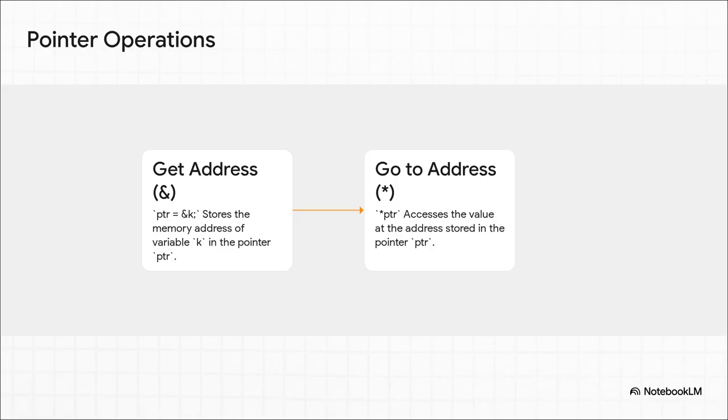And to use this GPS, you really only need to know two simple operations. First, there's the ampersand symbol. Think of it as the address of operator. It lets you get the address of a variable. It's just like looking at building K and writing down its address on your sticky note, PTR. Then you have the asterisk. This is the dereference operator. It lets you follow that address. You look at the address on your note, you go to that building, and you see what's inside. So remember, ampersand gets the address, asterisk follows it.